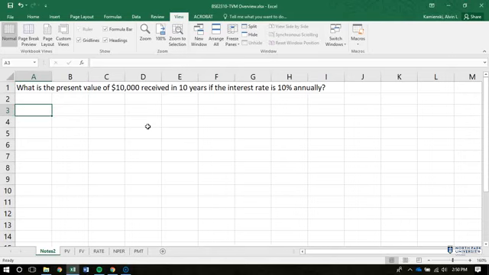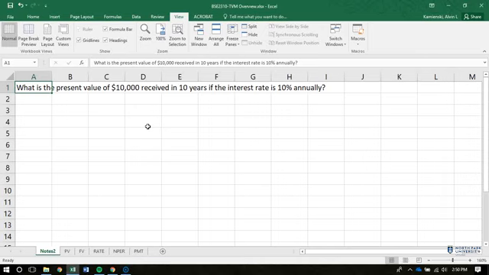When working with Excel to do time value of money problems, there's a basic setup that I like to use in Excel that will allow us to incorporate all the variables that are associated with valuation. So we're going to use this problem, what is the present value of $10,000 that you would receive in 10 years if the interest rate is 10% annually, as the anchor for which to build out the basic time value model.